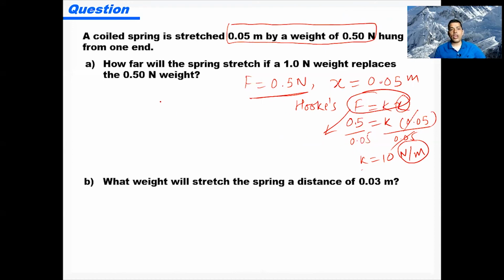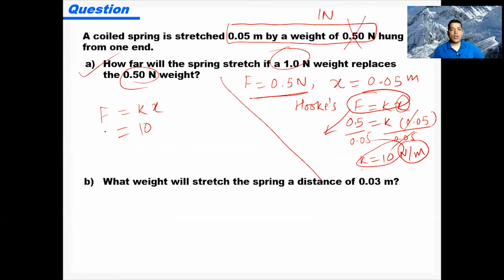Now once you know k, let's try to solve this problem. Part A, how far will the spring stretch if a 1 Newton weight replaces the 0.5 Newton weight, meaning this 0.5 is replaced by 1 Newton now. So use the same formula again, F equals kx, right? Now we know k. So k is 10, and your force is 1 Newton now. So 1 equals 10 times x. What is your x then? x equals 1 over 10, which is 0.1 meter, right?